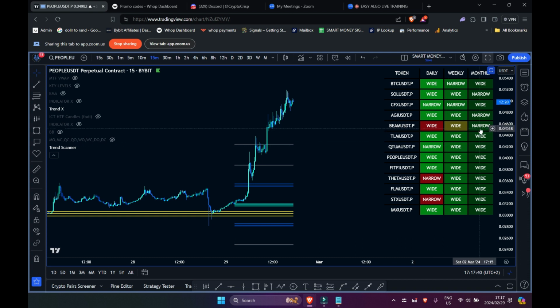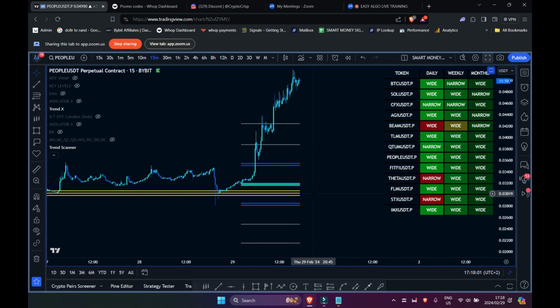So this will help us find the best assets to trade. If we can find one like this, CFX, it's a narrow daily and narrow weekly, which could be a good trading setup. It's also green, which means price is over the daily and the weekly pivot, which is showing bullish. So this is a nice way to quickly identify the trend, and then we can go to that asset and trade accordingly to the strategy.